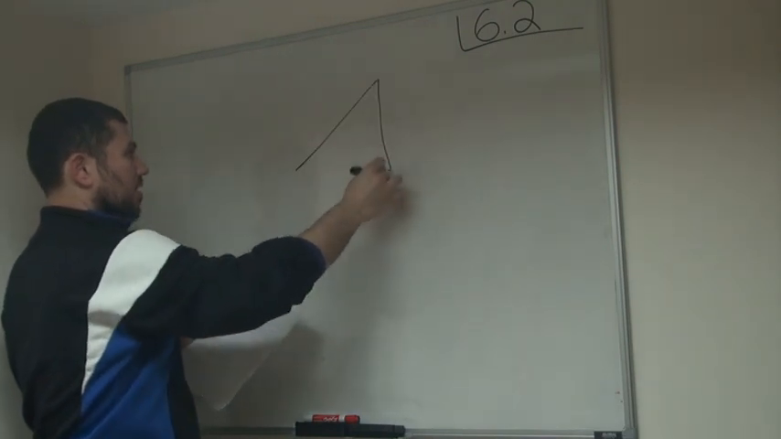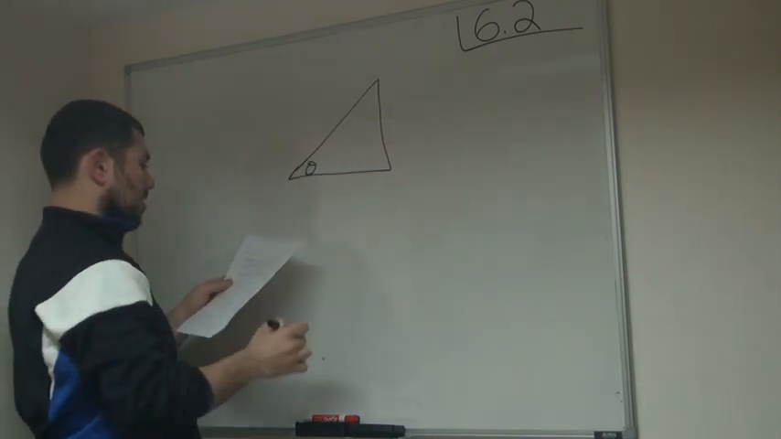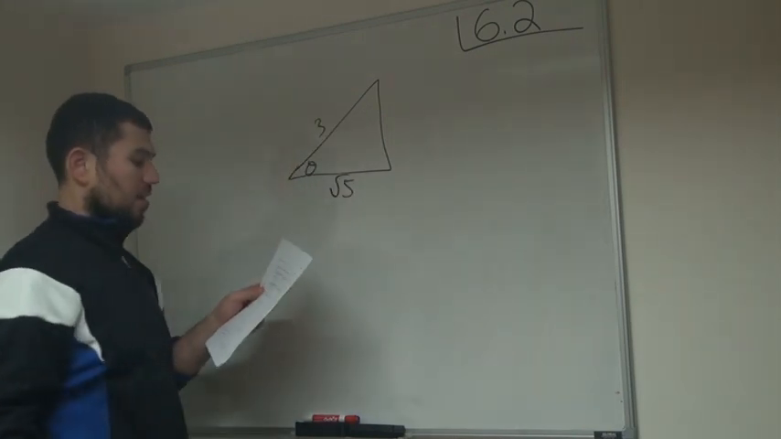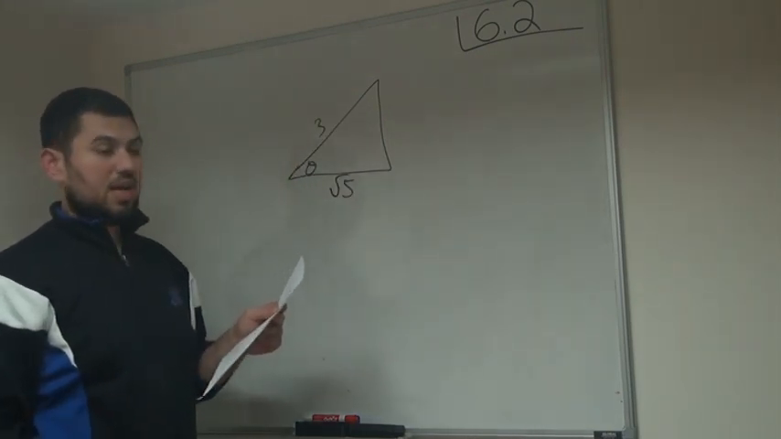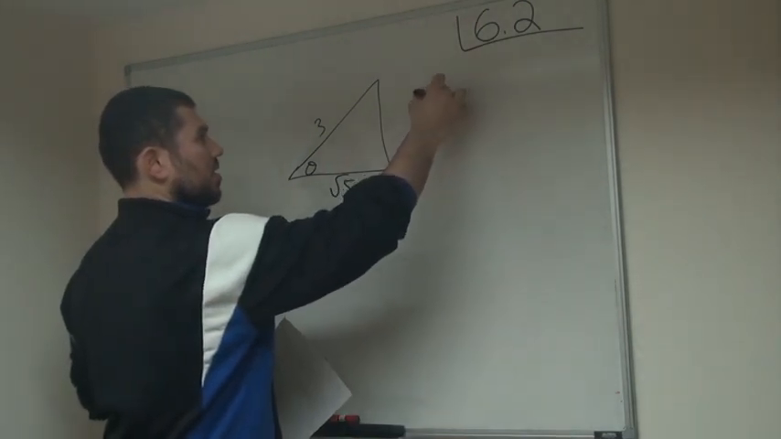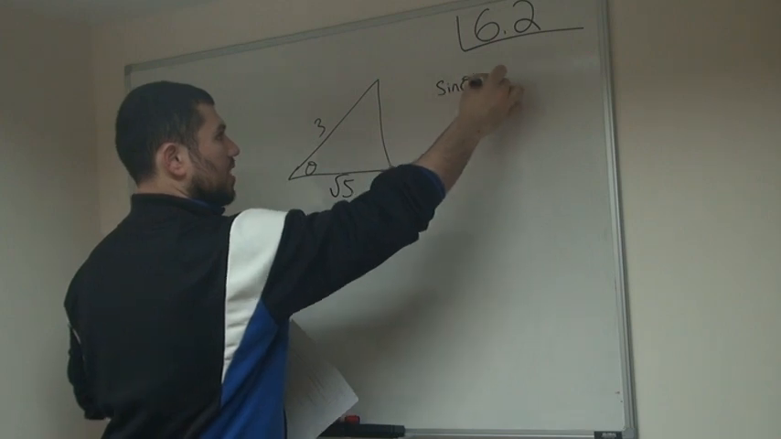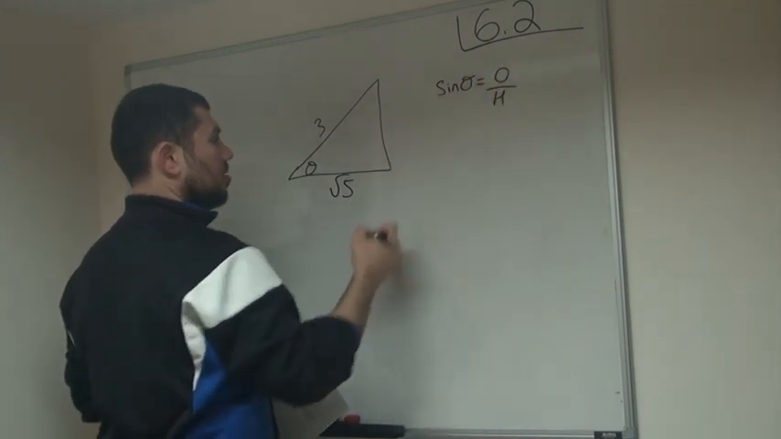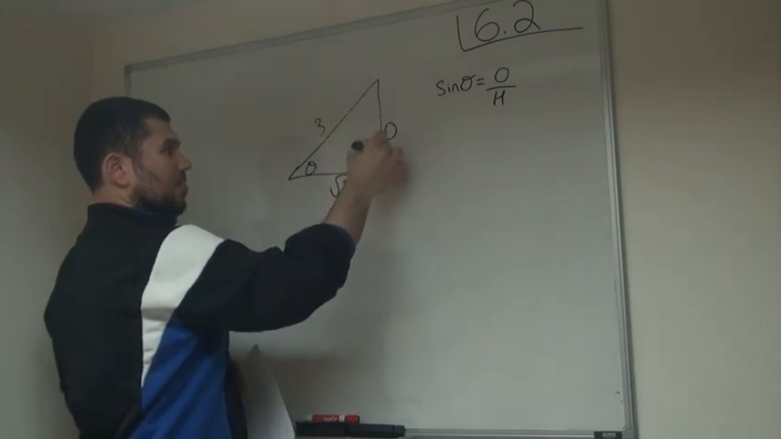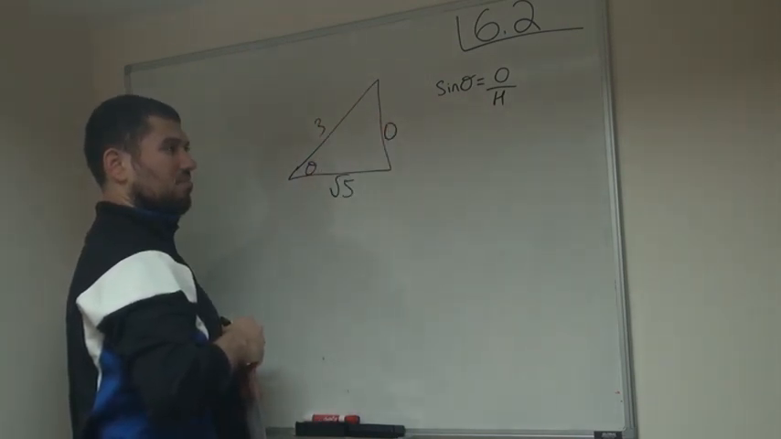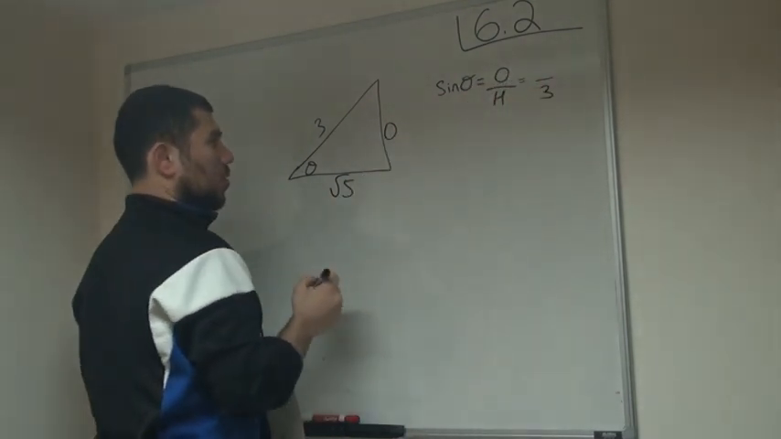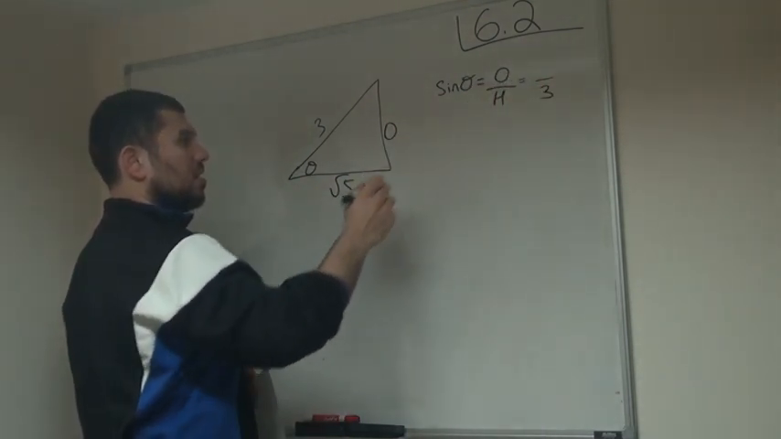If you have a triangle with an angle theta, and here I have a rad 5 and here I have a 3, and I want you to find the sine, cosine, and tangent of theta. Well, the sine of theta would be the opposite side over the hypotenuse. Well, here's theta. The opposite side is here. I don't know what that is. The hypotenuse is 3 though. So I'm going to put that one on hold. I'm going to put that one on ice.